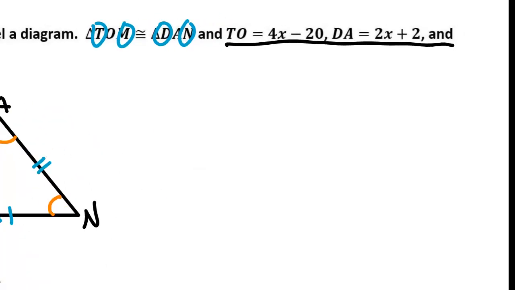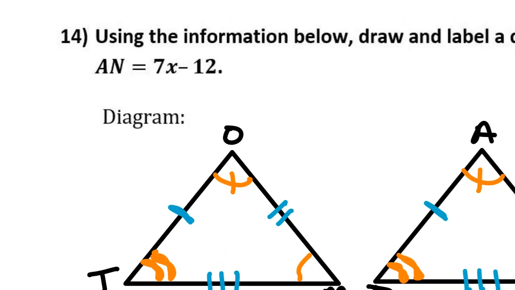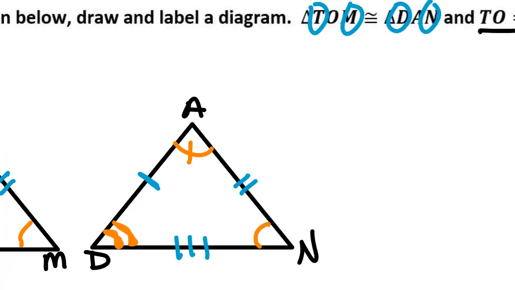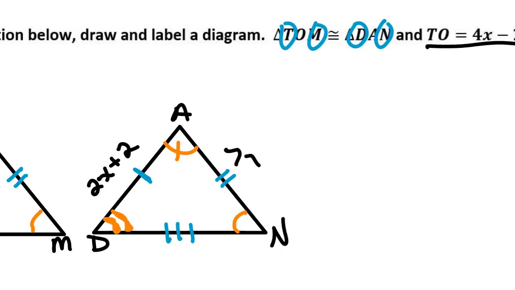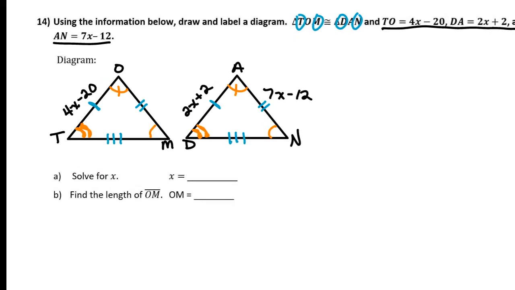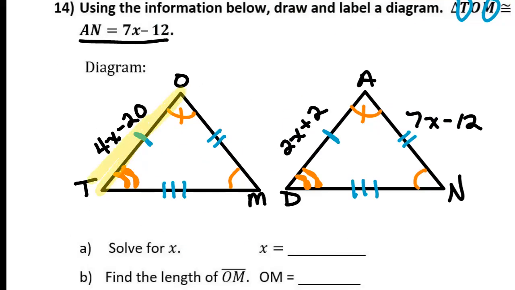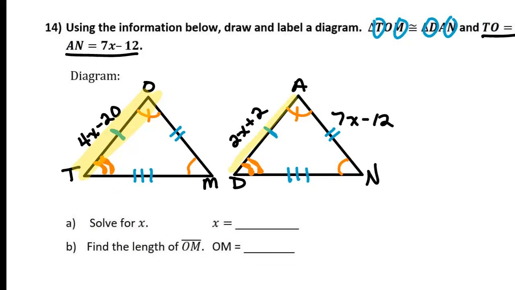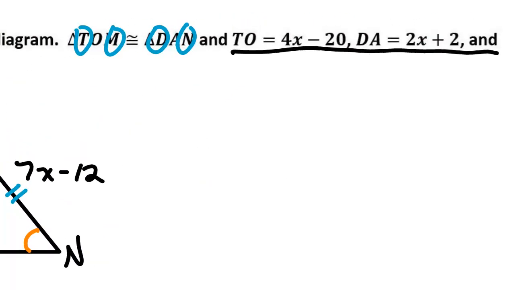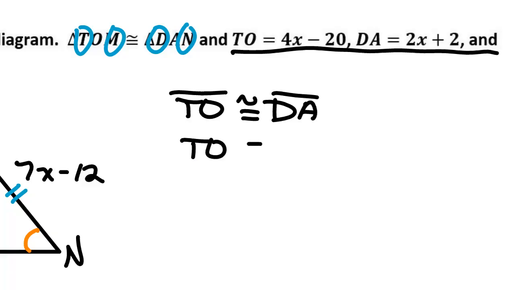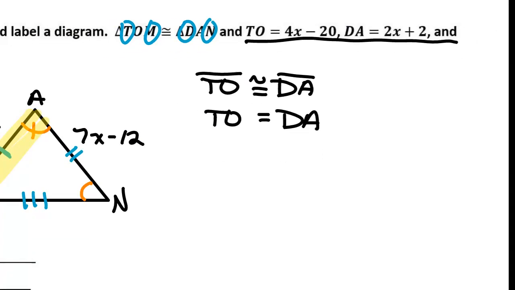Then I'm going to add this information. T-O is 4x minus 20. D-A is 2x plus 2. And A-N is 7x minus 12. We want to find x and O-M. Well, this side right here, T-O is congruent to what? D-A. So we're going to take segment T-O. It is congruent to D-A. That means the length of TO is equal to the length of DA.